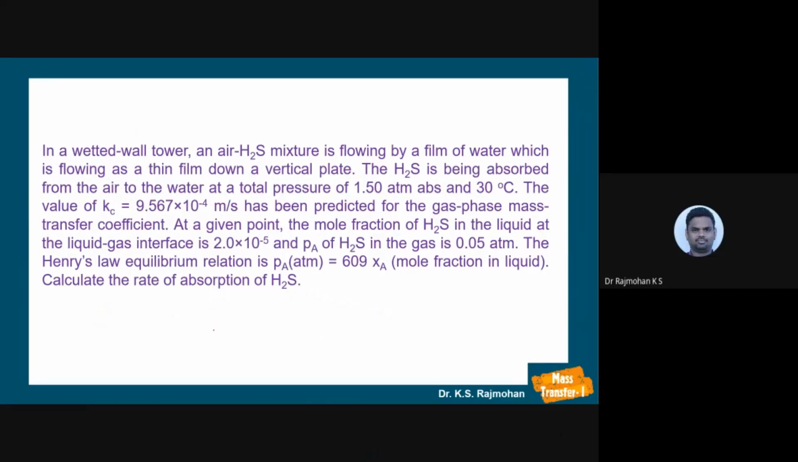So only if we take care of these things, we can easily solve this numerical. We have to make use of the Yb logarithmic mean value in this flux equation. We know the flux equation: Na equal to, for different driving forces we can write, Kc by Yb logarithmic mean into Ca1 minus Ca2. We consider 2 points in a thin film, 1 and 2.